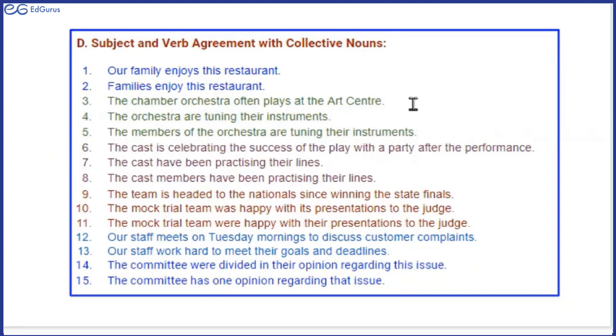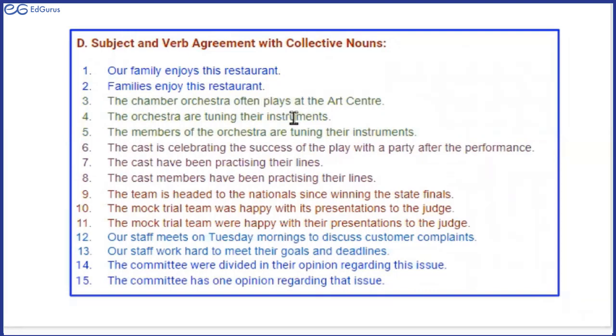Now, what is a chamber orchestra, actually? Orchestra is a team, a group of instrumentalists, those who play different instruments, right? You must have seen when the orchestra team comes on the stage, there are so many people playing different kinds of instruments. So chamber orchestra is one particular group, so it becomes one single collective noun. That's why we use a singular verb here, that is plays, right?